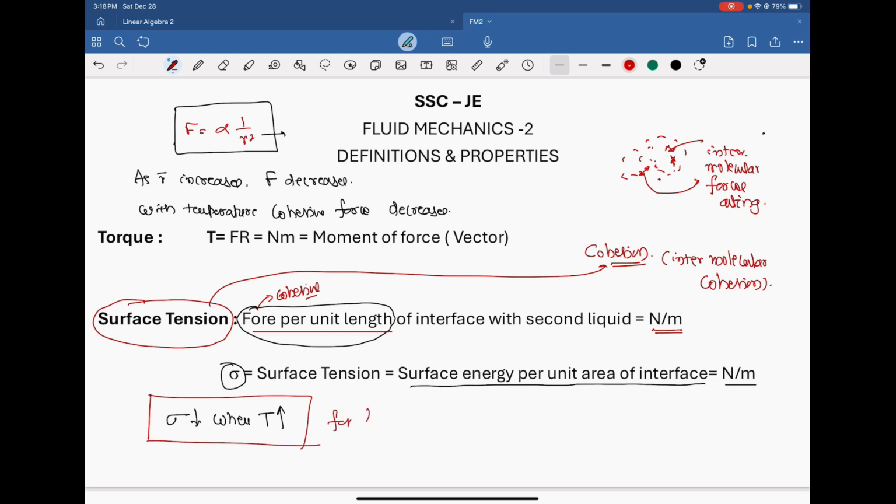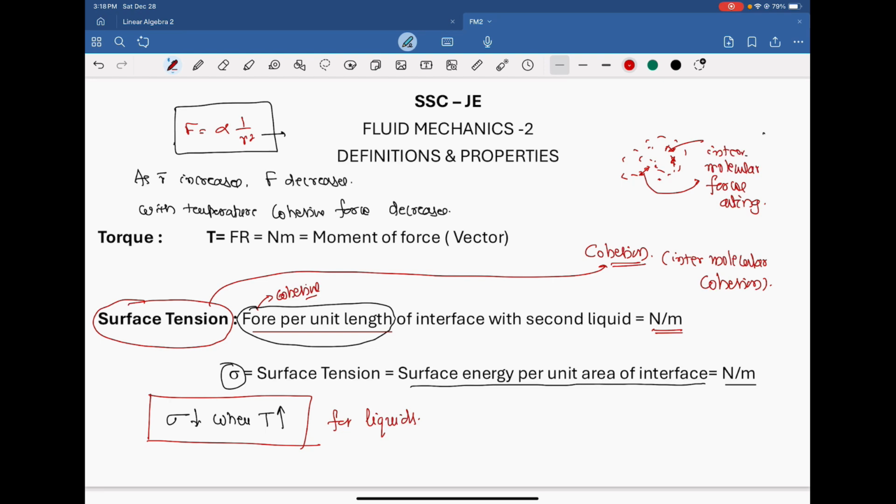For liquids, as the cohesive force between the intermolecules decreases. And surface tension is represented by the intermolecular forces per unit length. Please try to understand the concept.